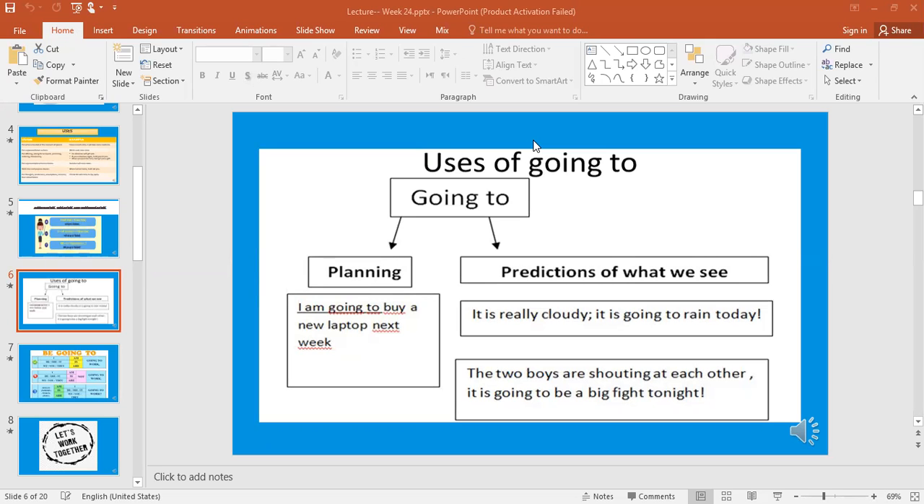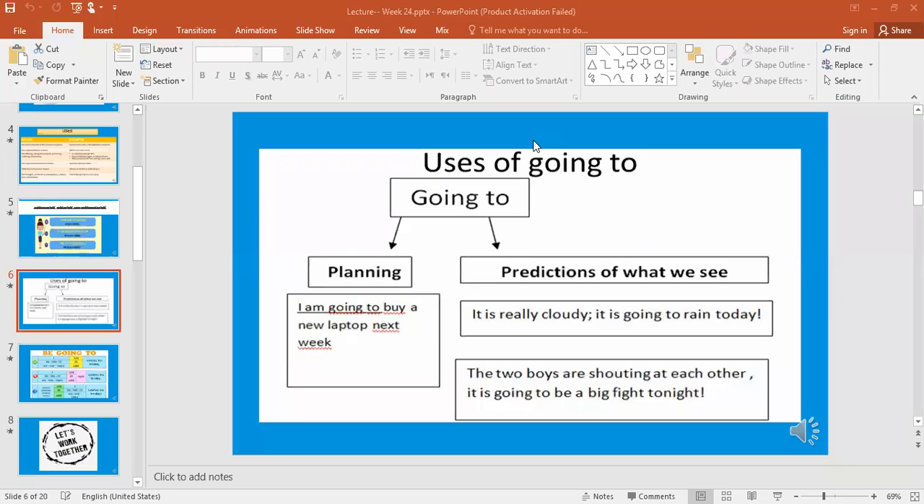The two boys are shouting at each other. It is going to be a big fight tonight. These boys are shouting at each other, they are having a fight. So based on what I see, they are fighting, I predicted they are going to have a big fight. It might happen, it might not happen. It's not necessary. But this is called a prediction based on what you see.